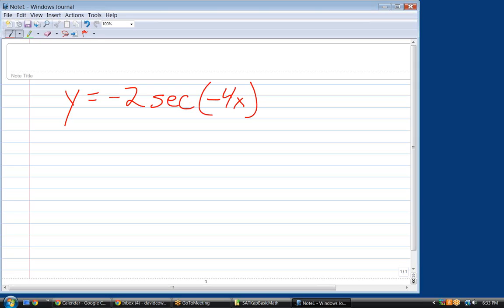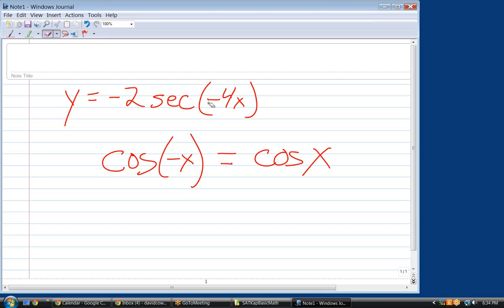How can I rewrite that to eliminate the negative inside the parentheses? You could factor out a negative. Well, secant is the reciprocal of what? Cosine. Okay, what is cosine of -x equal to? Because it's an even function, cosine of -x is the same as cosine of x, which means the same for secant. So the secant of -x has to also be the secant of x. So I can just remove that instantly.